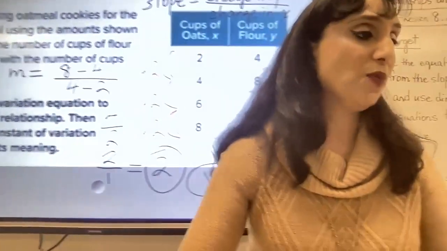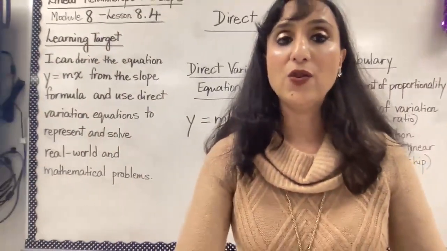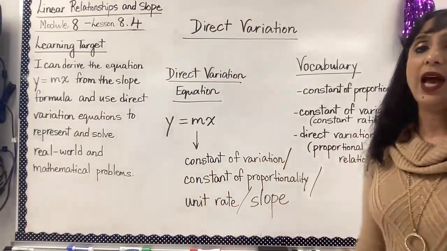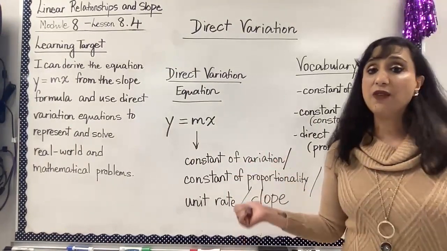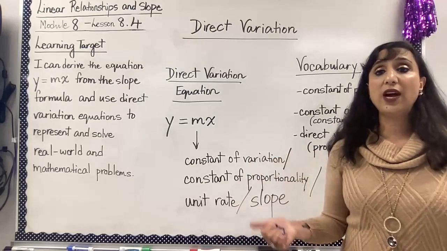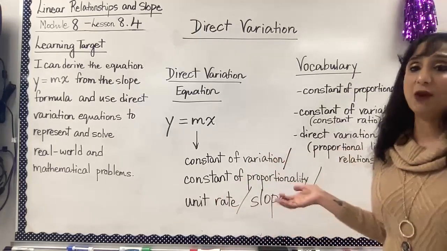All right. And so basically that's what this entire lesson is about. We are using the direct variation equation y is equal to mx. And remember, the m is representing a whole lot of things. Constant of variation is the constant of proportionality. It is the unit rate. It is the slope. So all of those are being represented by m.